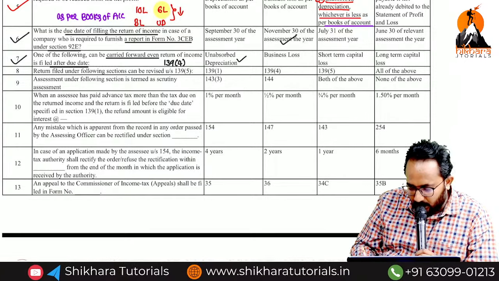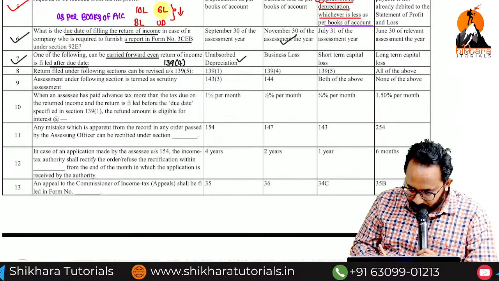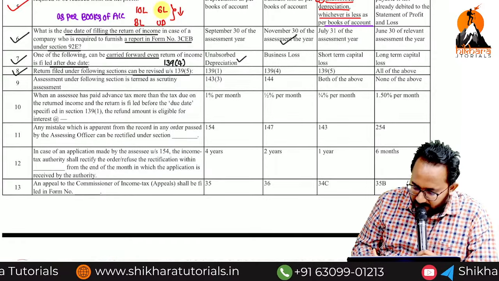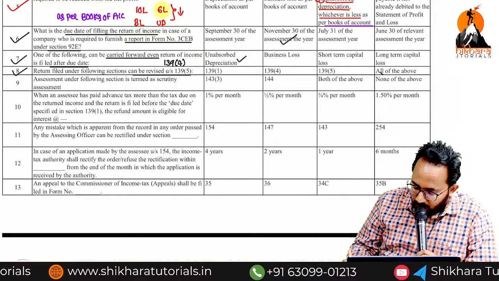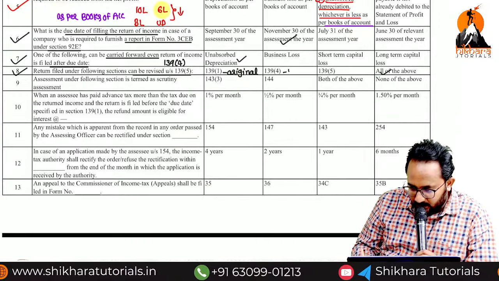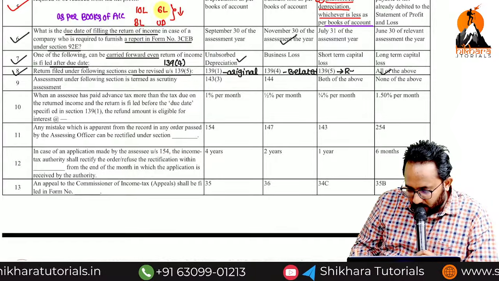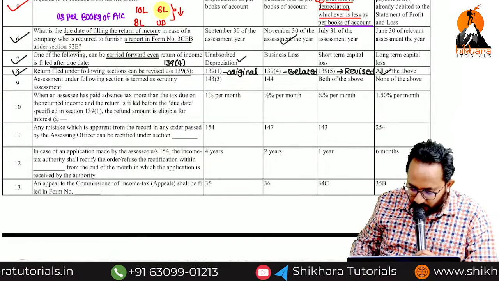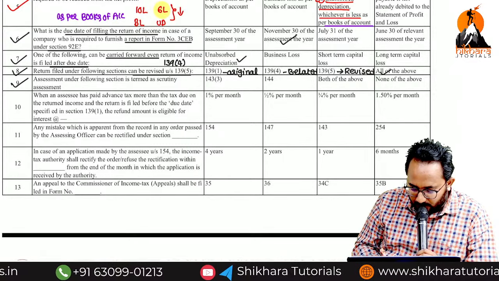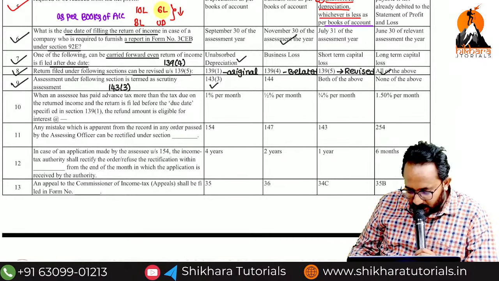Unabsorbed depreciation we can carry forward. Next, which of the following returns can we revise under section 139(5)? Original return, belated return, revised return, any one of the returns, no problem, we can revise. Now they are asking for the section number. What is the section number for scrutiny assessment? Section 143(3) deals with the scrutiny assessment.